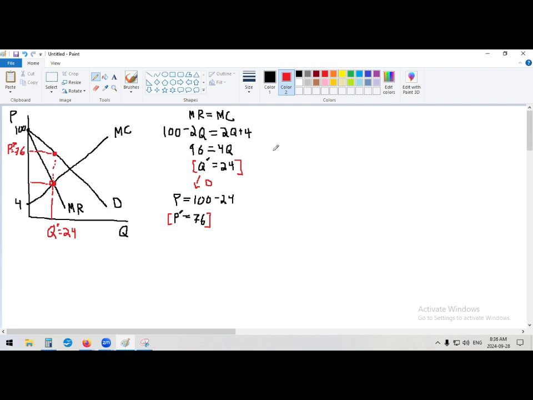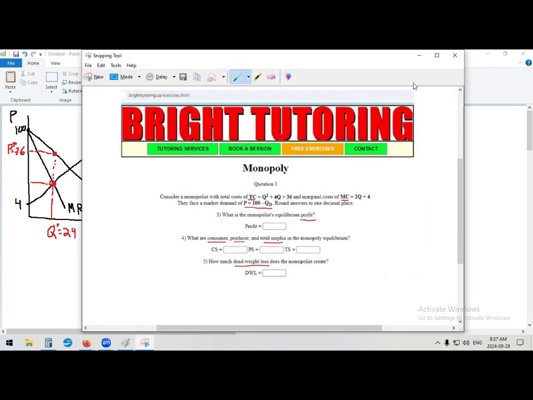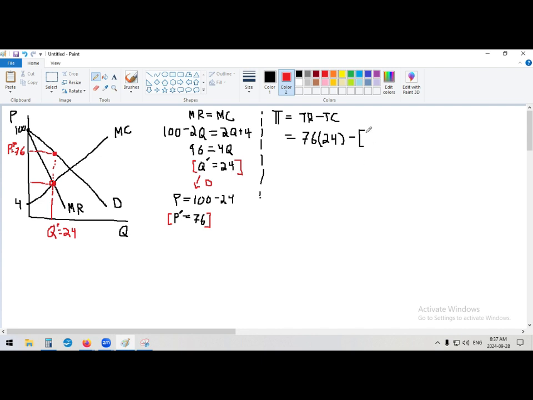So once we have the price and quantity, now I can use that to figure out profit, which is the first question. We know that's total revenue minus total cost. So total revenue is price times quantity. So we have 76 times 24. And then minus the total cost equation. See here, so that'd be Q squared plus 4Q plus 36. So our Q is 24. So we're going to have 24 squared plus 4 times 24 plus 36. So here we just have to calculate these numbers here.